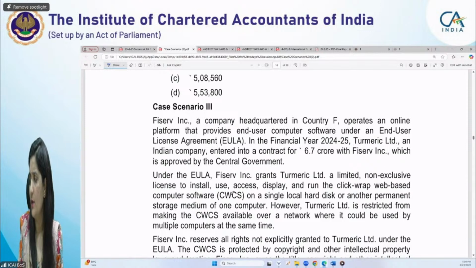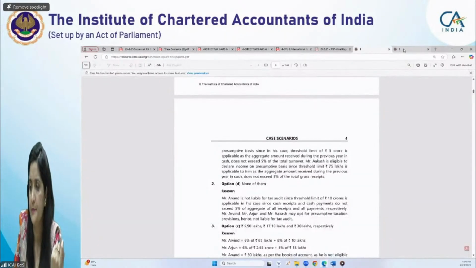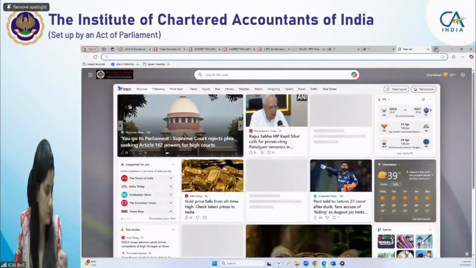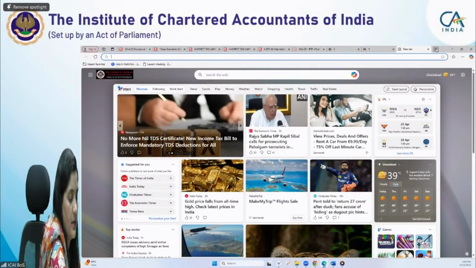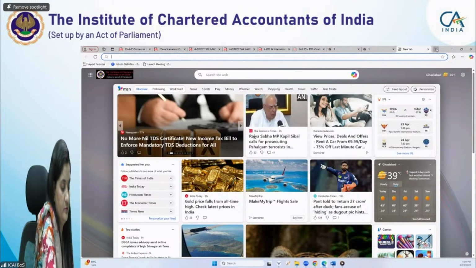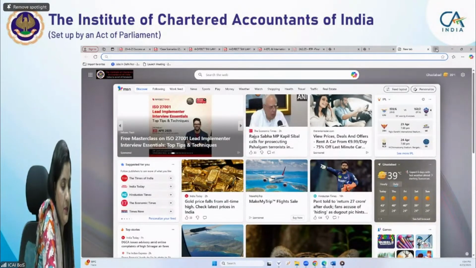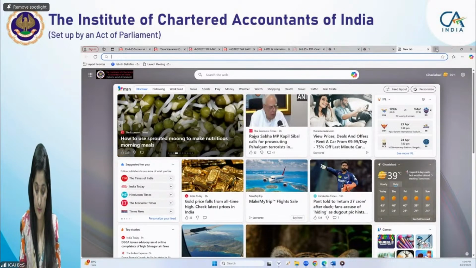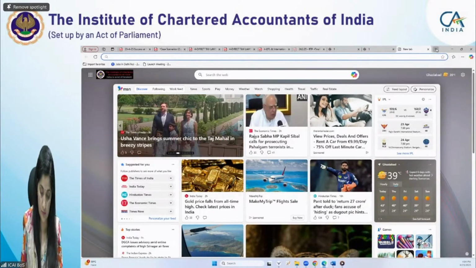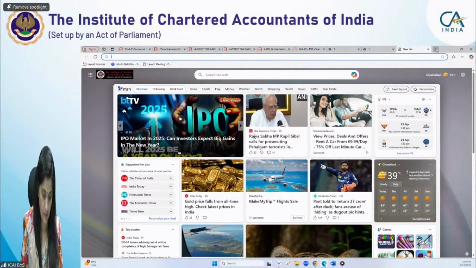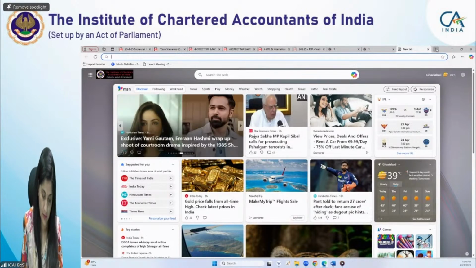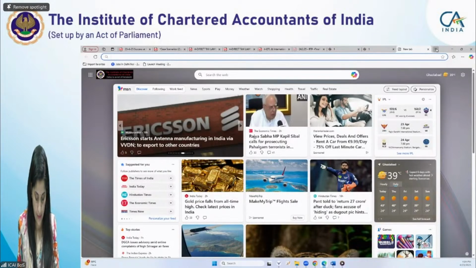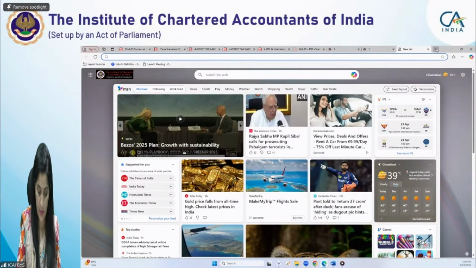I have to look at 115AC. What is it? 115AC, just a minute. What is 115AC saying? If a company is receiving dividend income from GDRs, we are saying. Just give me a minute. Being a non-resident, it's mentioned.